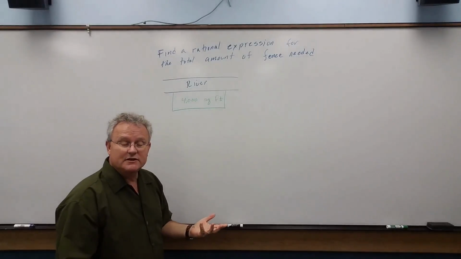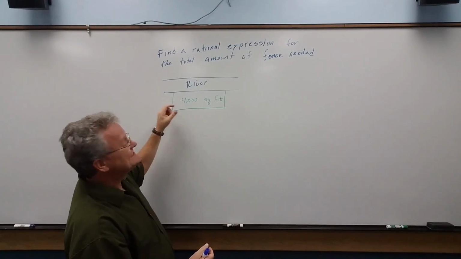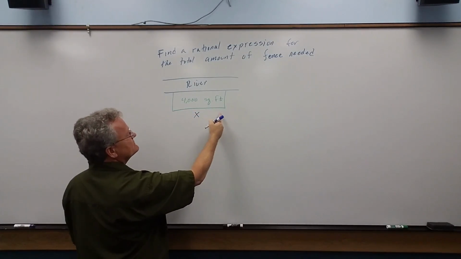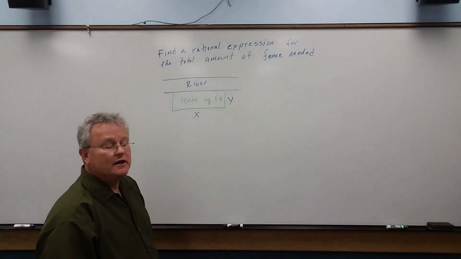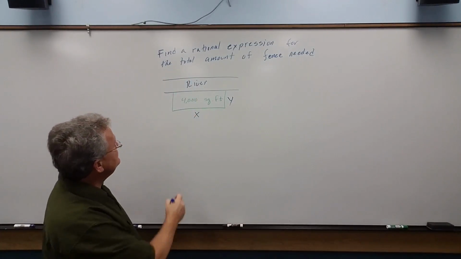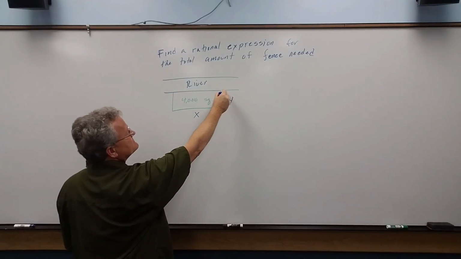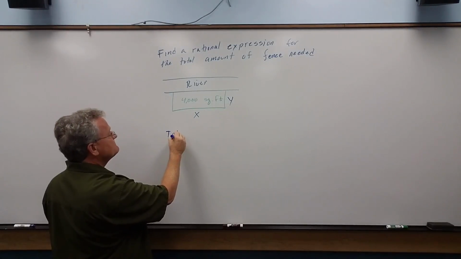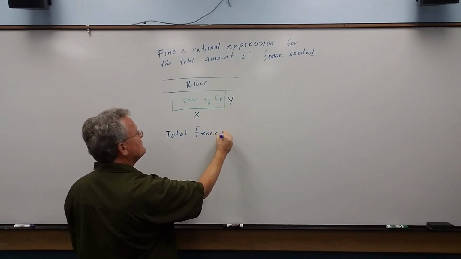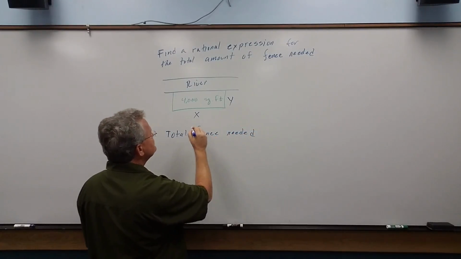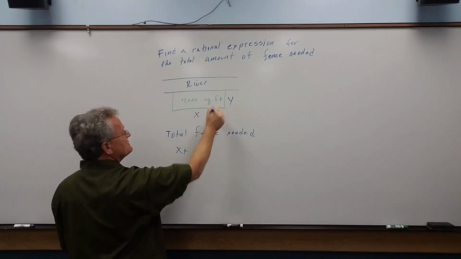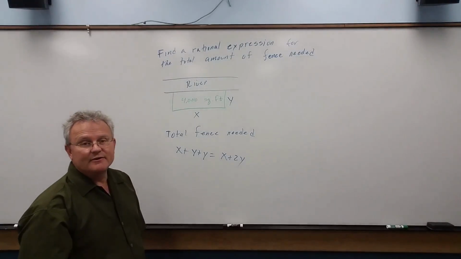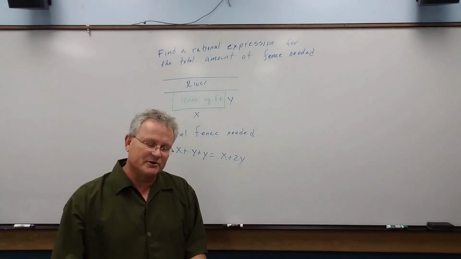All right, so the first thing we need to do, because this is a rectangular pasture, let's call this distance x, and let's call this distance y. Then what is the total amount of fence needed? Well, it's this plus this plus this. Again, we don't need fence along the river, so the total fence needed is going to be x plus 2y. But we want an expression in one variable, not two.